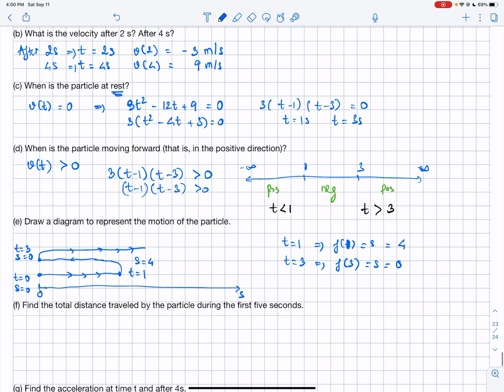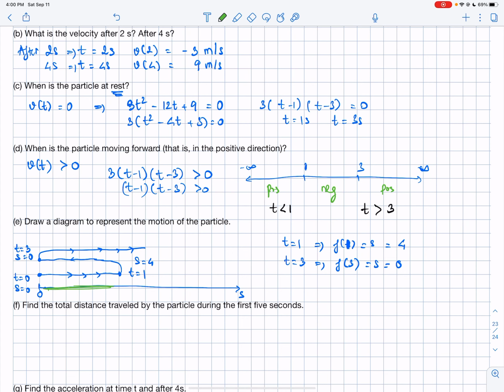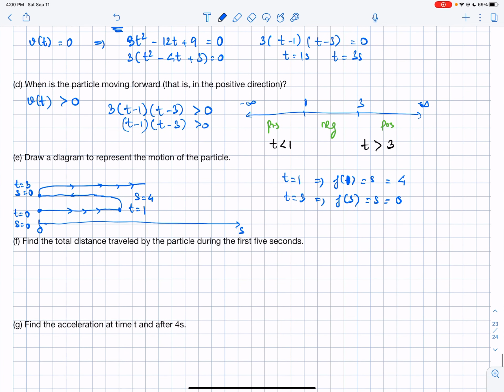You notice that this is just one dimension, and the particle just moves like this, back and forth, back and forth. But we draw it separately so that you can easily understand. But understand this is together, okay? This is one dimension only. Find the total distance traveled by the particle during the first 5 seconds.